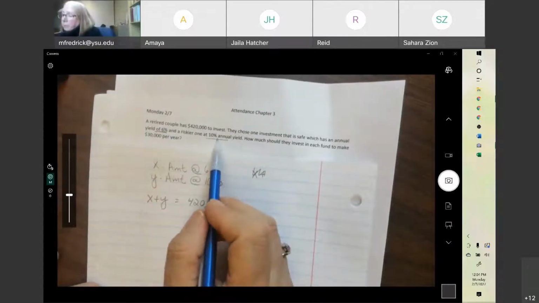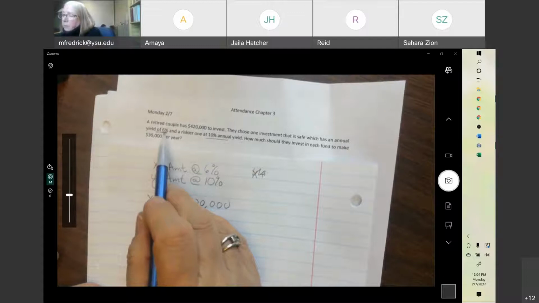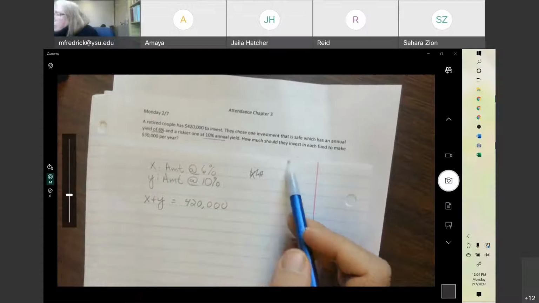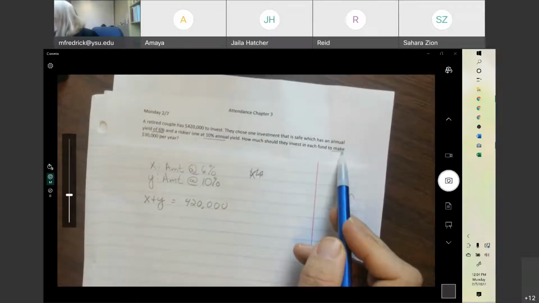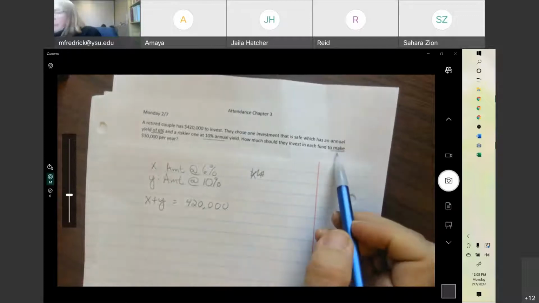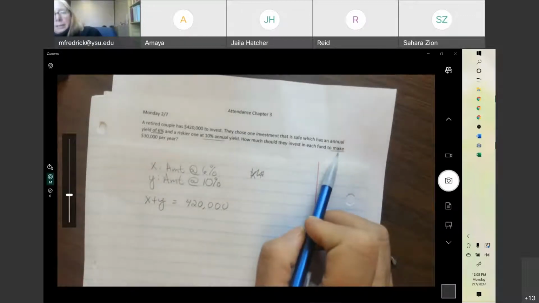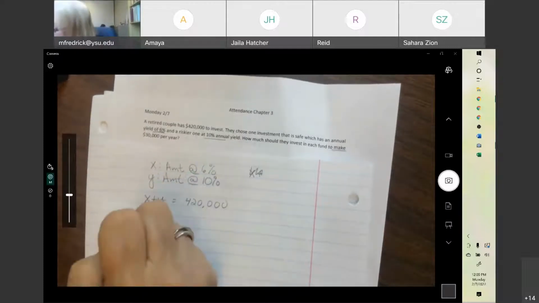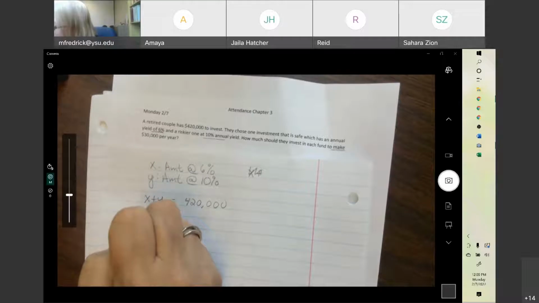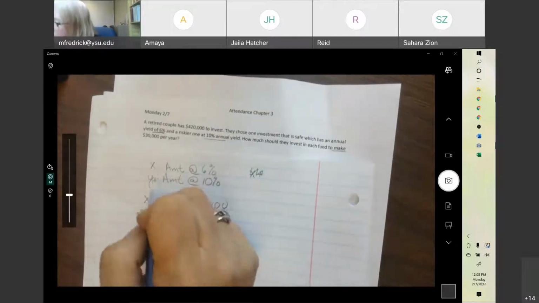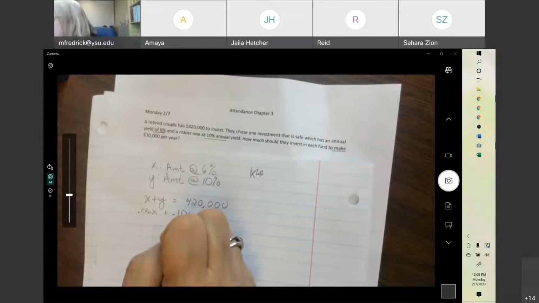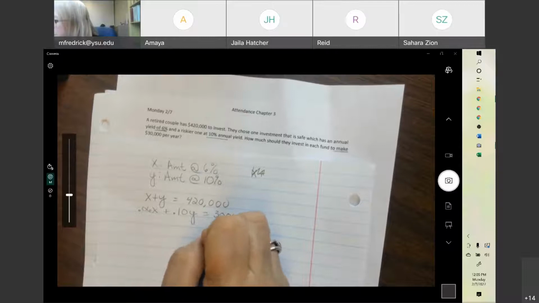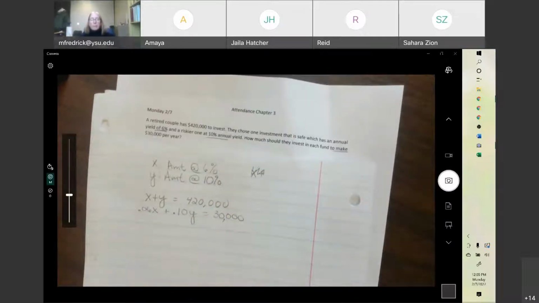The 10% and the 6%, that's what gets you the amount they make. I was looking for interest, but the amount that they make, that's the interest that they made. And so 6% of X would be 0.06X plus 10% of Y, 0.10Y, has to equal the 30,000. Any questions on that?